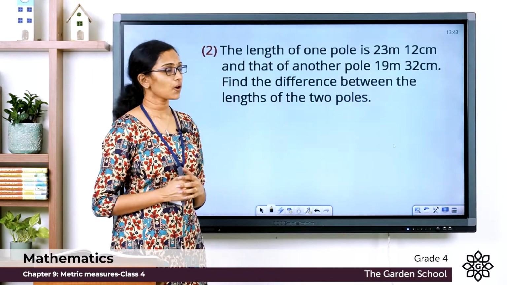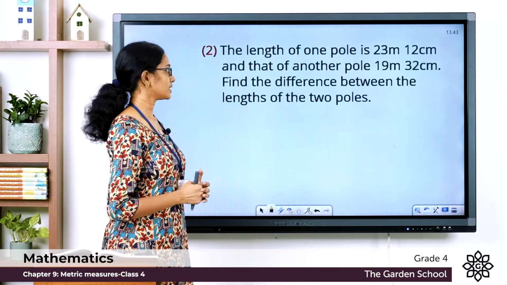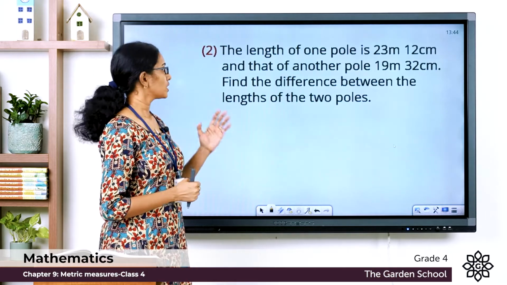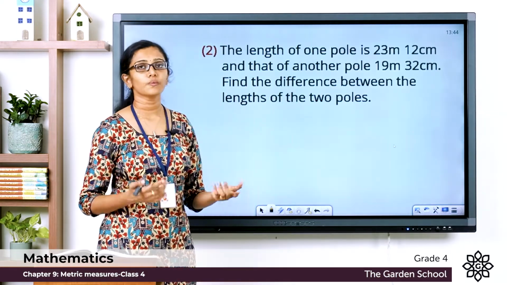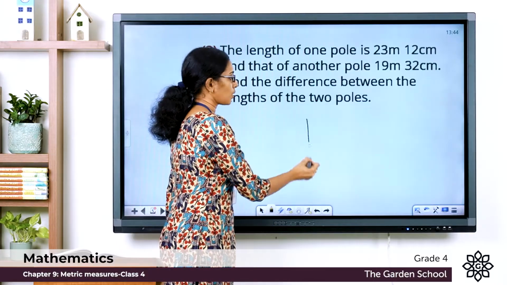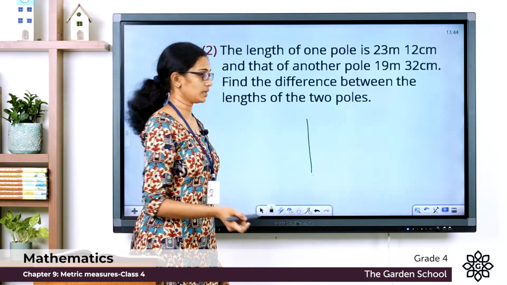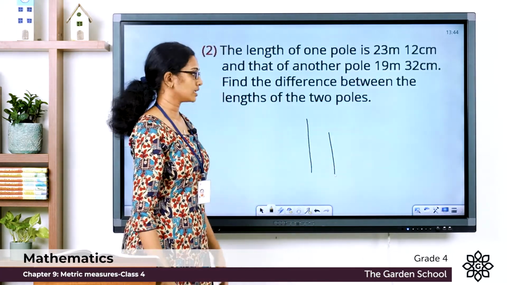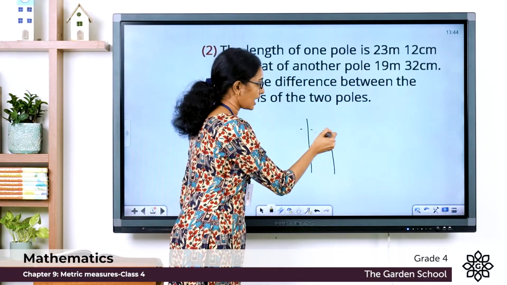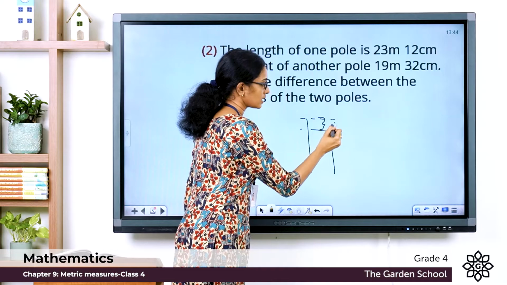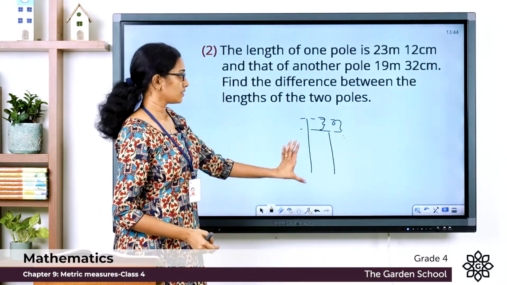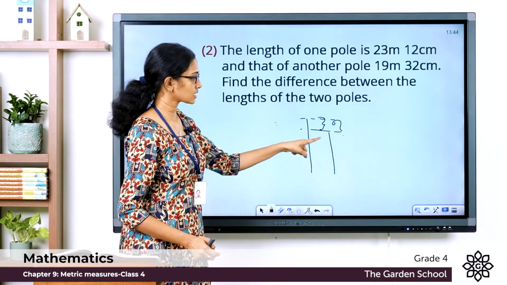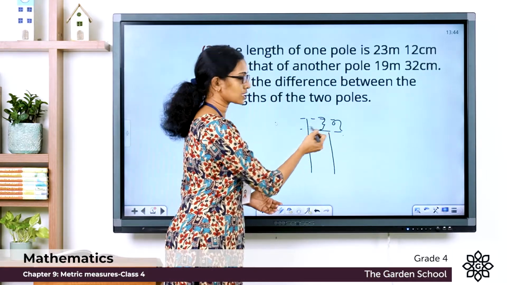The length of one pole is 23 meter 12 centimeter and that of another pole is 19 meter 32 centimeter. Find the difference between the lengths of the two poles. So you have two poles here. One pole is 23 meter 12 centimeter and another is 19 meter 32 centimeter. There is a height difference between them, and we have to find this height difference. How do we find that? We know the length till here and we know the length till here. So if we subtract this from this, we'll get the difference in height, right?